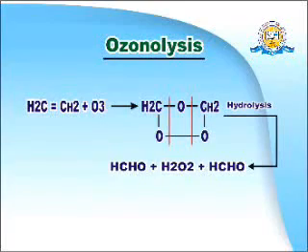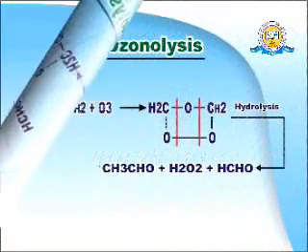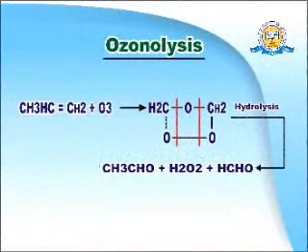Now please see another example, for example CH3, CH, double bond CH, CH3, that is 2-butene. When ozonized, it will give what? CH3, CH, O, and as shown on the screen, the bonds are completed. Please see, the double bond will break down and in between we will insert O, as shown on the screen.